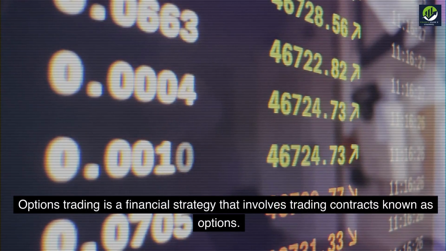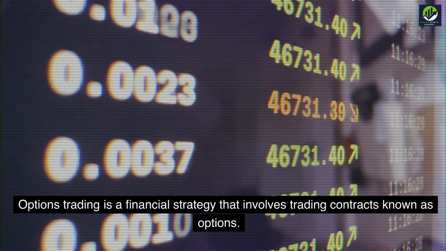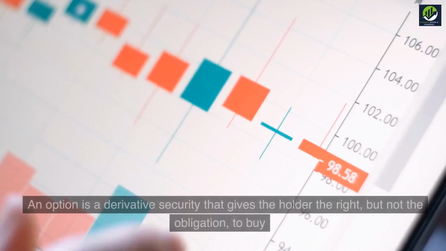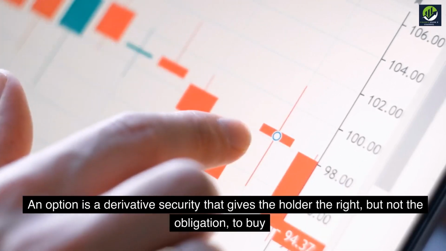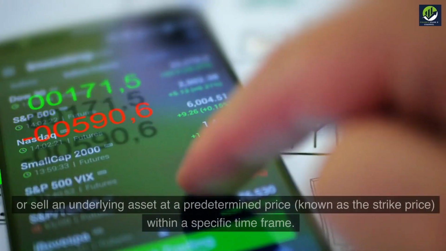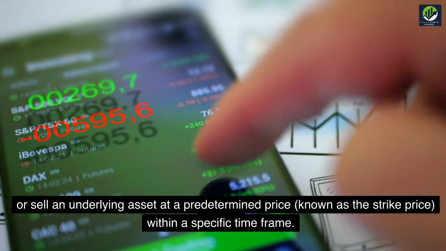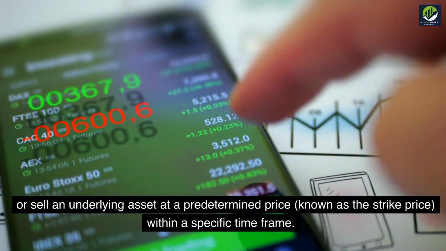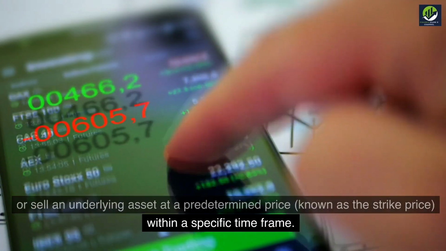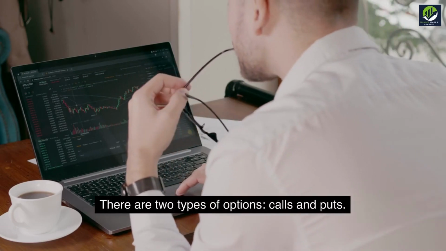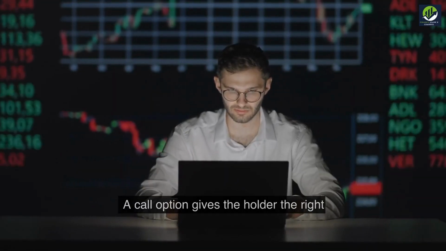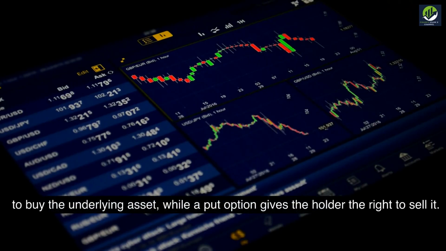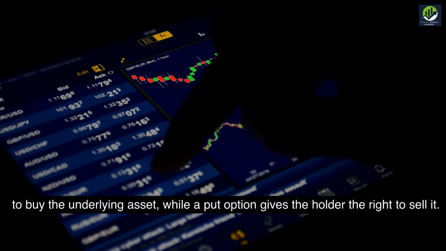Options trading is a financial strategy that involves trading contracts known as options. An option is a derivative security that gives the holder the right, but not the obligation, to buy or sell an underlying asset at a predetermined price, known as the strike price, within a specific time frame. There are two types of options, calls and puts. A call option gives the holder the right to buy the underlying asset, while a put option gives the holder the right to sell it.